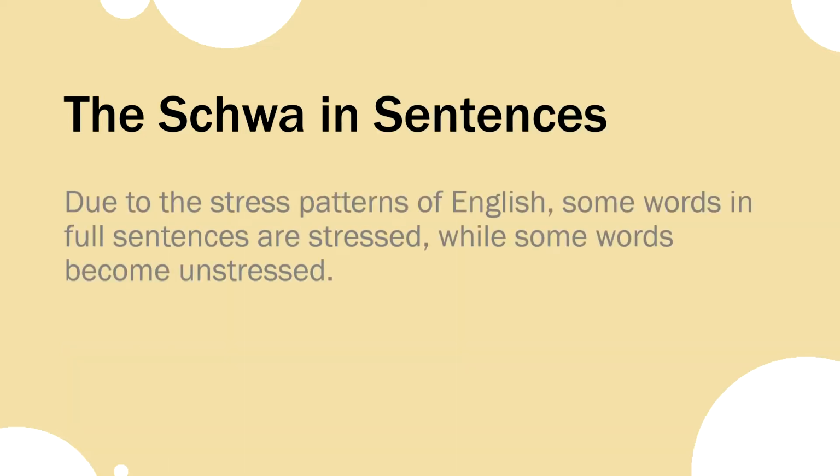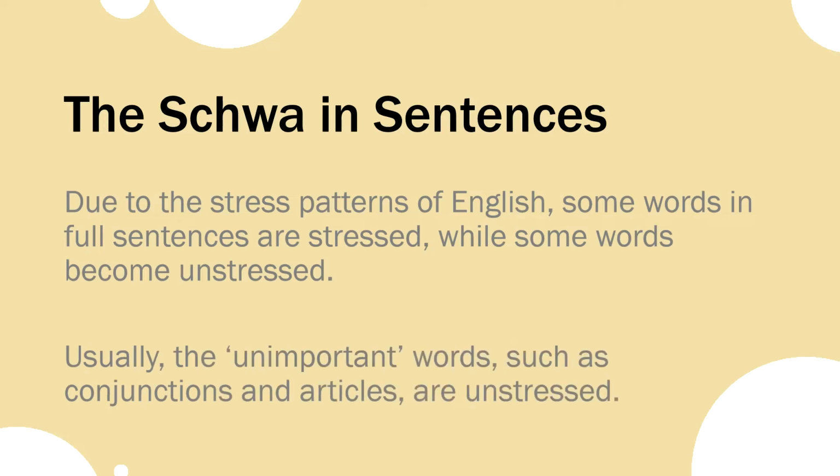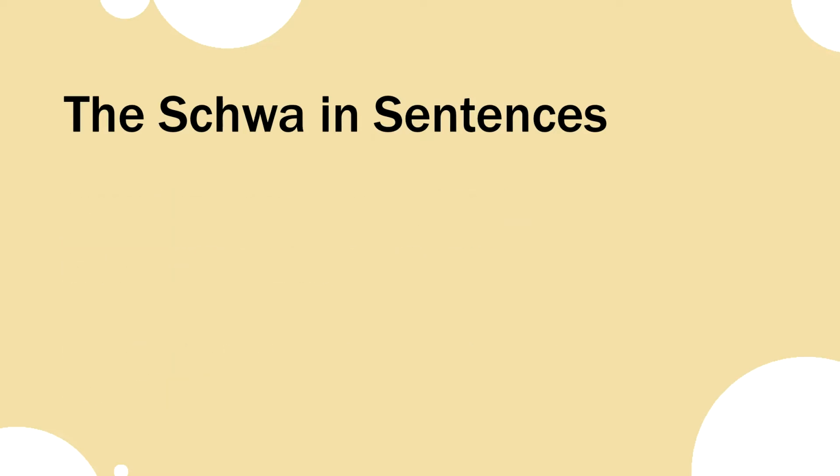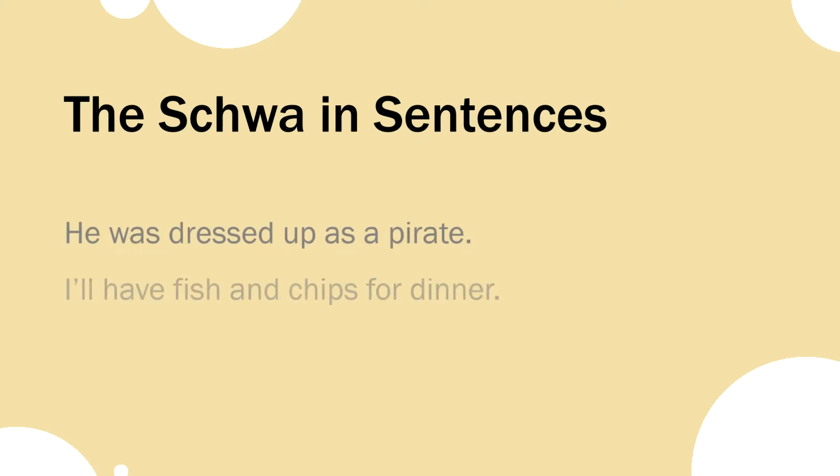Now, due to the stress patterns of English, some words in full sentences will be stressed, while others will become unstressed. Usually, the less important words in sentences, such as conjunctions and articles, will be those that become unstressed. For example, he was dressed up as a pirate. I'll have fish and chips for dinner.